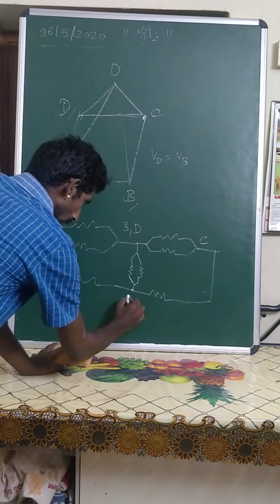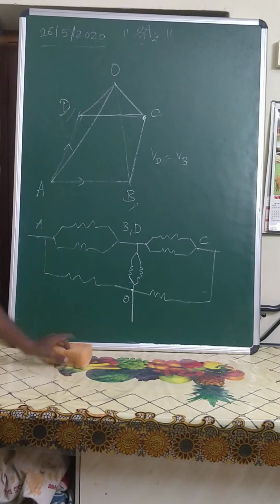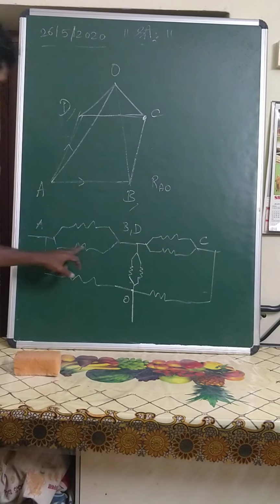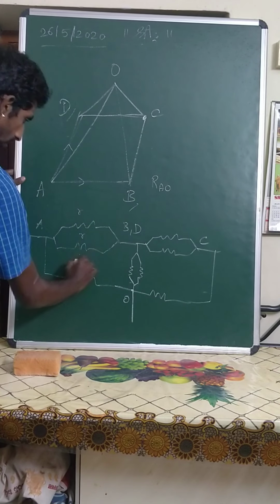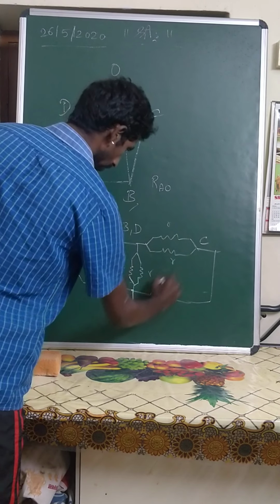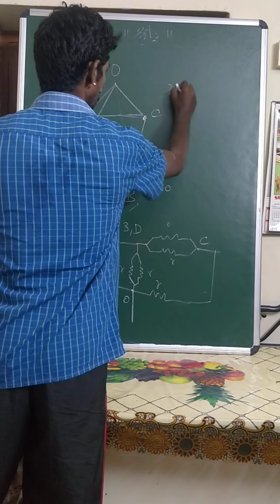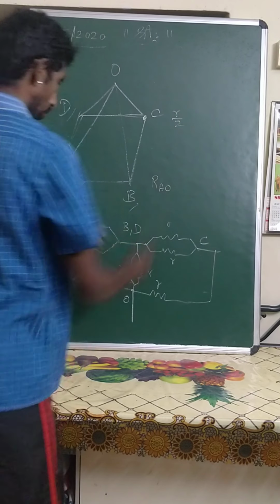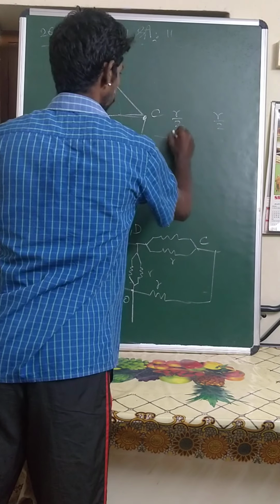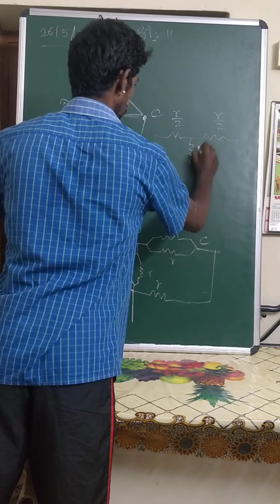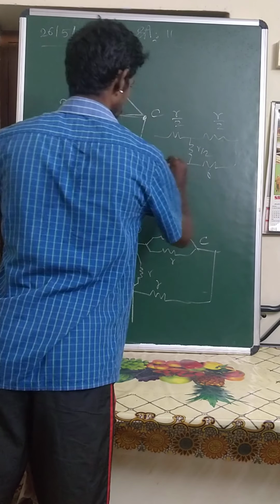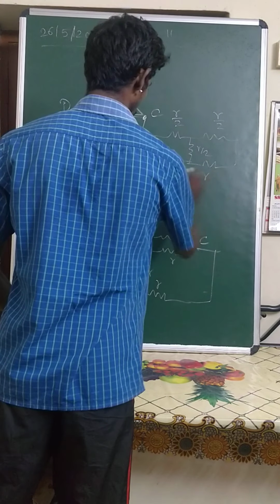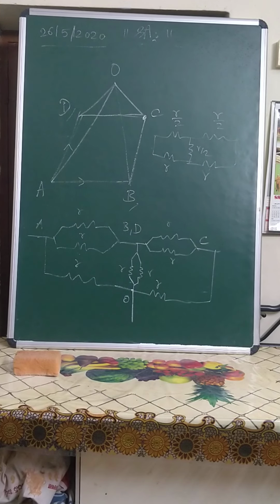Now I am finding the resistance across O and A. So the resistance across OA we want to find. So this is R by 2. Everything is R. So this will be 2R. Sorry, 1 by 2R. R by 2. This will be R by 2, and this will be R by 2. This is R, and this is R. Okay, you can understand this.